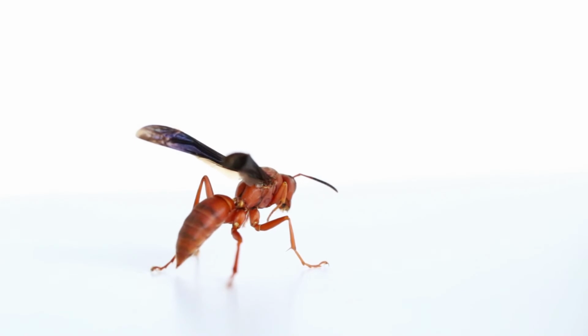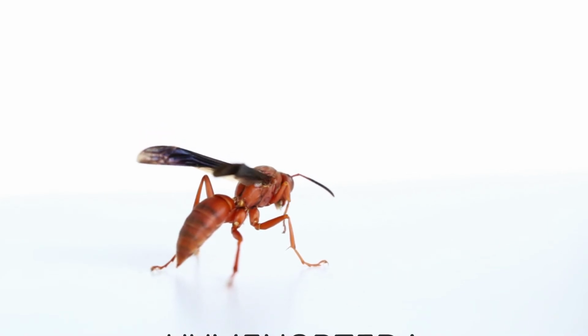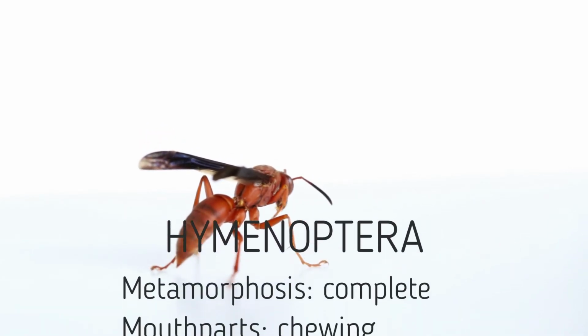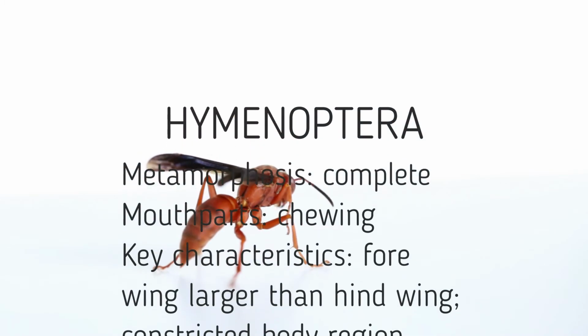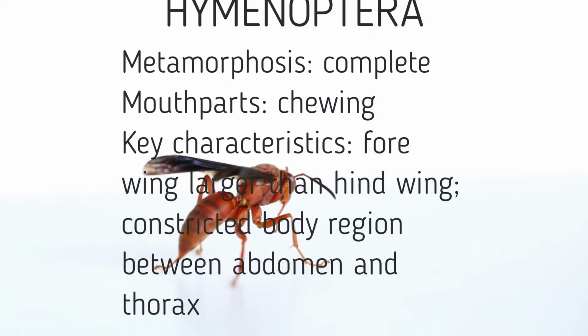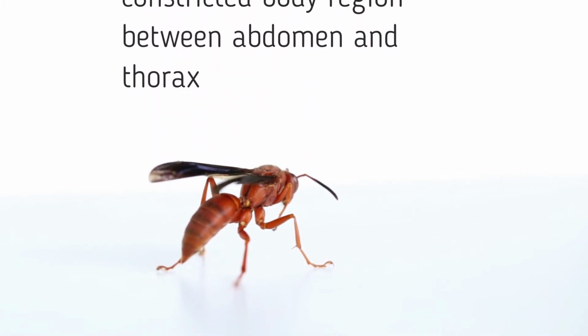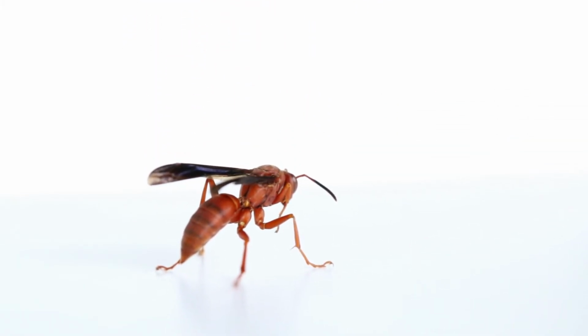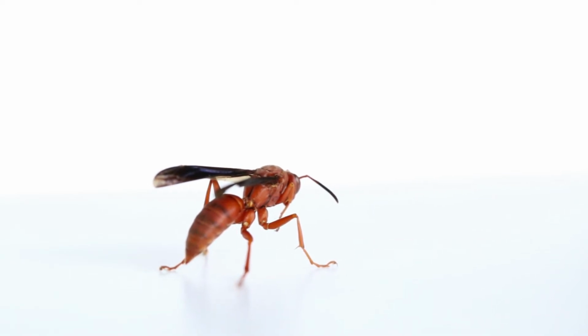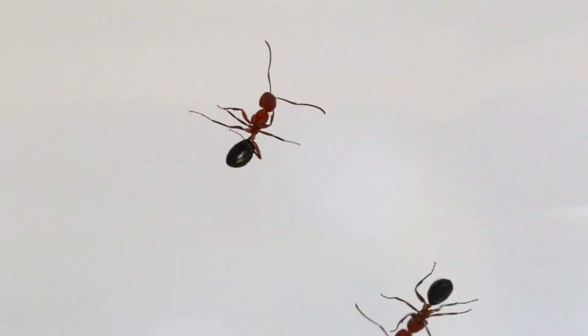The order Hymenoptera are your wasps, bees, and ants, or your social insects. They go through a complete metamorphosis: the egg, larva, pupa, and adult stages. The adults have chewing and sucking mouth parts. Most of these insects have four wings, with the forewings larger than the hind wings, which is an easy way to distinguish them when they have wings. And they always have a constricted body region between the abdomen and the thorax.